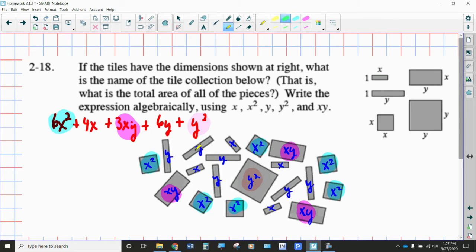How many total x's are there? 1, 2, 3, 4 x's. And how many total y's are there? 1, 2, 3, 4, 5, 6 total y's.